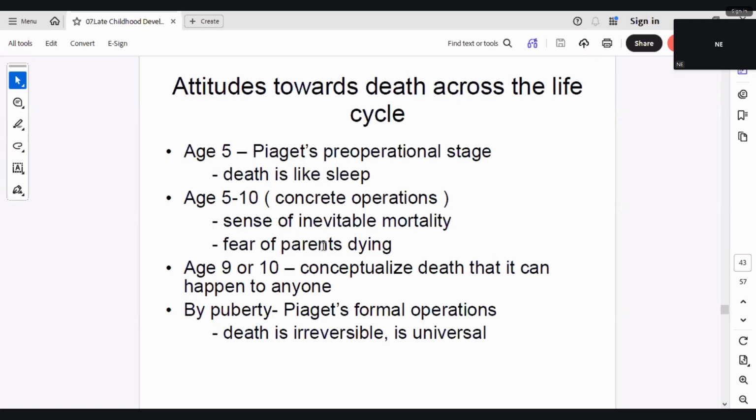But then as they get older, there's a fear of parents dying. At age 9 or 10, they conceptualize death, that it can happen to anyone. And then by puberty, they understand that it is irreversible and it is universal. So a teenager's ability to understand death is very different from a 5-year-old's.